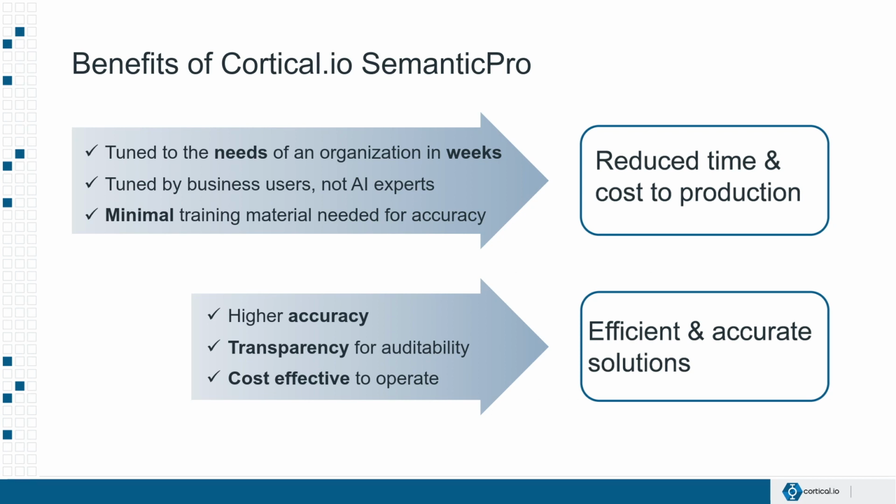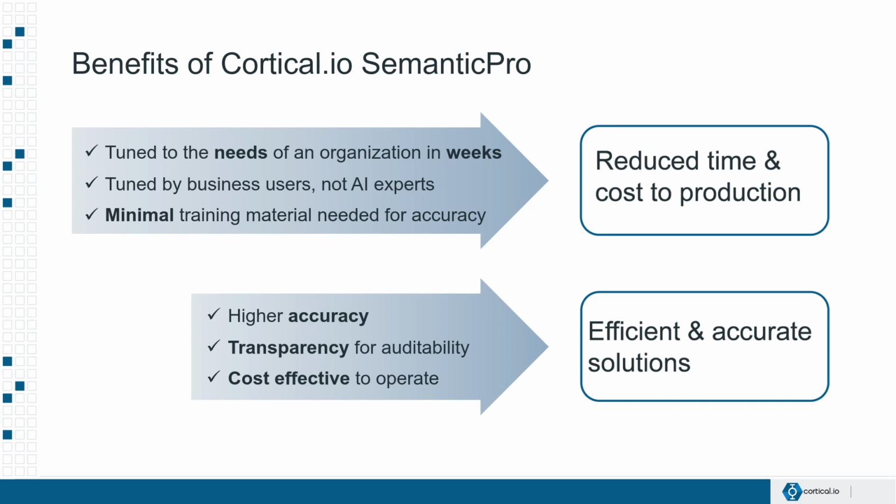To summarize the benefits of the cortical.io Semantic Pro solutions, our solutions are tuned to meet the needs of an organization, and that can be done in weeks to months, not quarters to years. So we don't deliver pre-built models or classifiers. They're all created by our customers, and they're actually done by the business users. So you don't require AI experts or ML specialists in order to do so, but you get to deliver a solution that's specific to your needs.